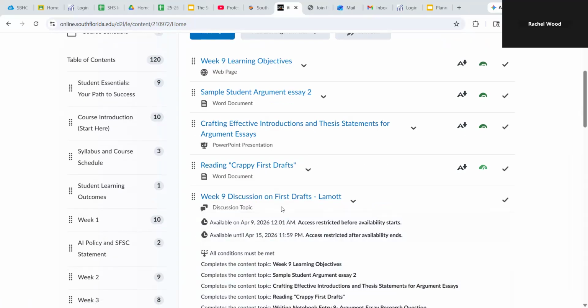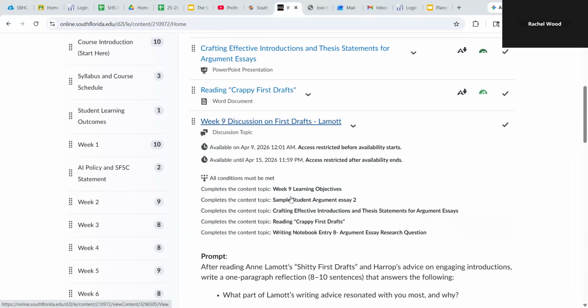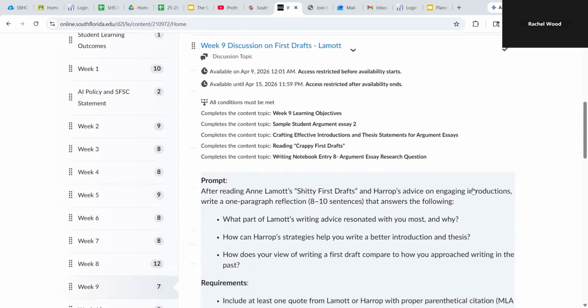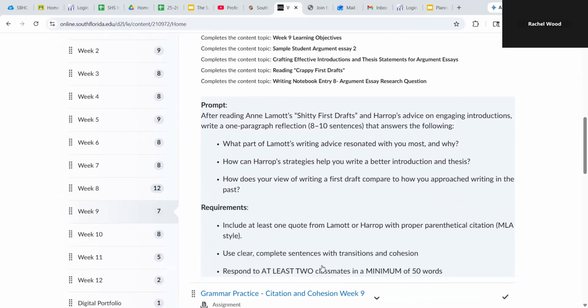You will not see this as a student until after you have viewed everything in the module. So it is critically important that you view the content, absorb the content, take notes, and make sure that you are ready. Your prompt is to, after you read Crappy First Drafts and Harrop's advice on engaging introductions, write a 1-paragraph reflection that answers the following questions. What part of Lamott's writing advice resonated with you and why? How can Harrop's strategy help you write a better introduction and thesis? And how does your view of writing a first draft compare to how you approached writing in the past?